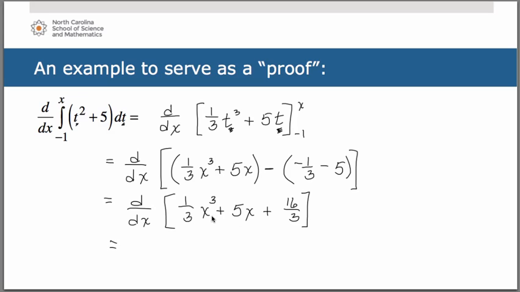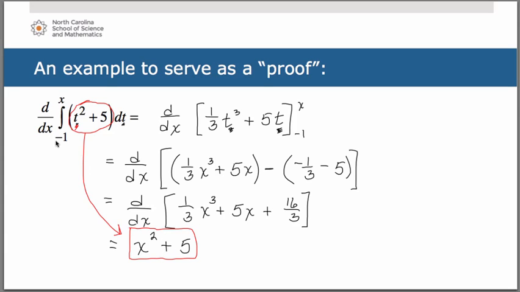The derivative of 1/3 x cubed is simply x squared, the derivative of 5x is 5, and the derivative of 16/3, well, that's 0. Notice what I have as my final answer. What I have here is the same as my integrand, but in place of the t, I have an x. So when it comes to doing second fundamental theorem of calculus problems, you essentially now have a really big shortcut, and you can skip all this work and just go right to the answer.